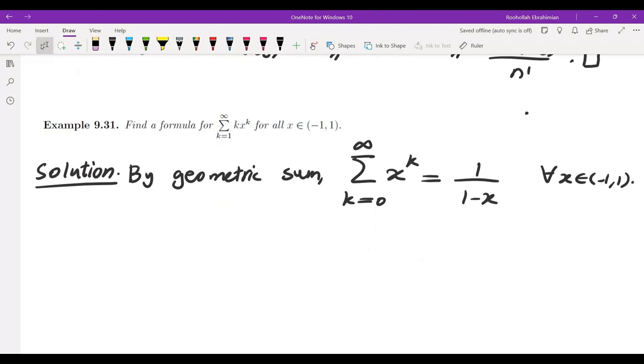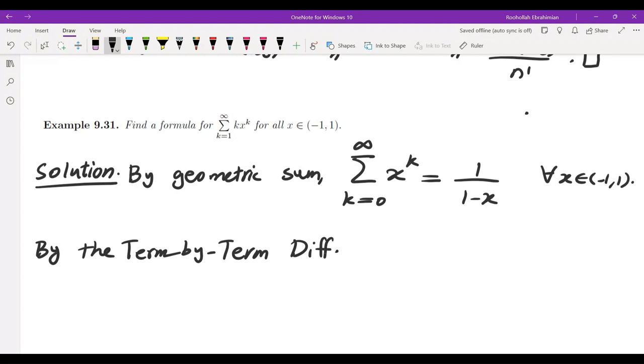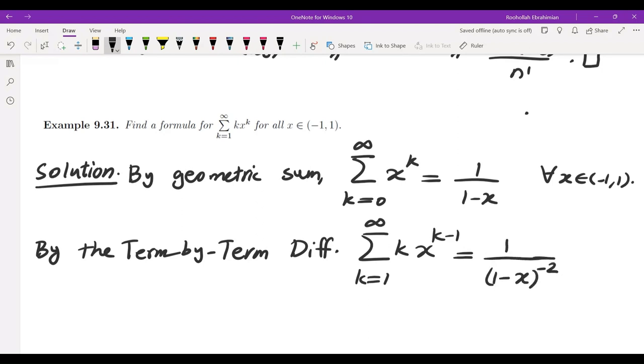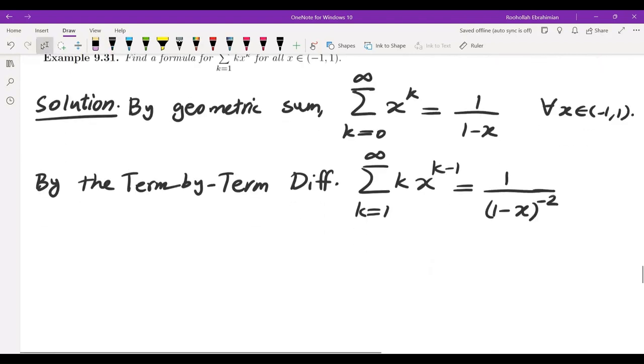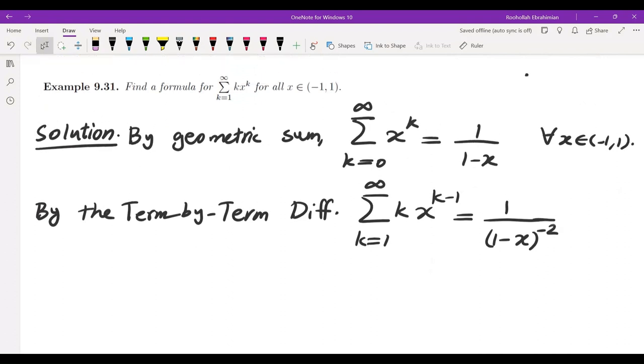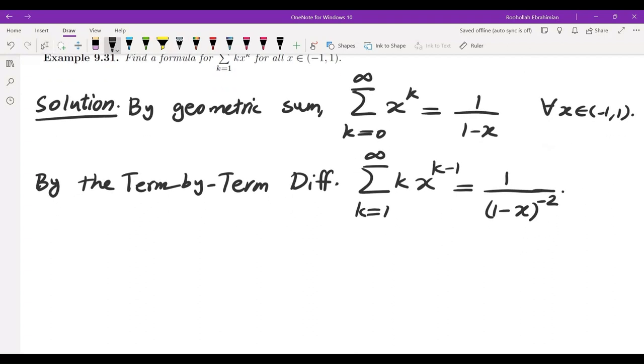Now we're going to apply term by term differentiation. By the term by term differentiation, we get the sum k equals 1 to infinity k x to the power of k minus 1 is equal to, and we're just going to differentiate that by the chain rule, so (1 minus x) to the power of negative 1 becomes negative (1 minus x) to the power of negative 2 times the derivative of the inside, which is negative 1. Now this is not exactly what we had, but we can multiply both sides by x and then put the x inside by linearity.